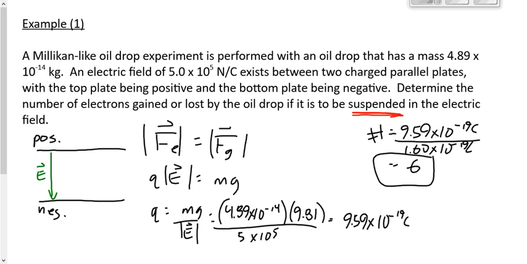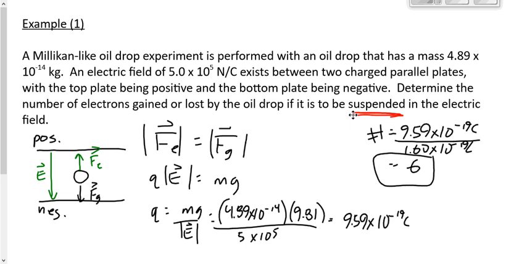The second thing you want to put in is the direction of the electric force. This is suspended. If this is suspended, gravity acts down and the electric force would act up. Okay, the electric force acts up. Gravity, of course, always acts down. Okay, now what's the type of charge? If the force is up and the field is down, this must be a negative charge.